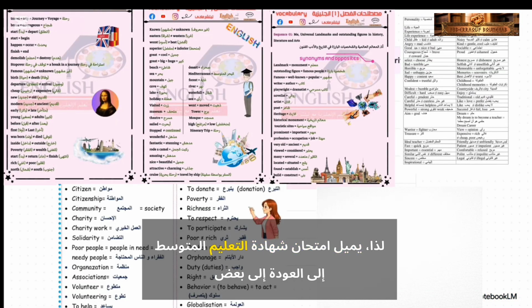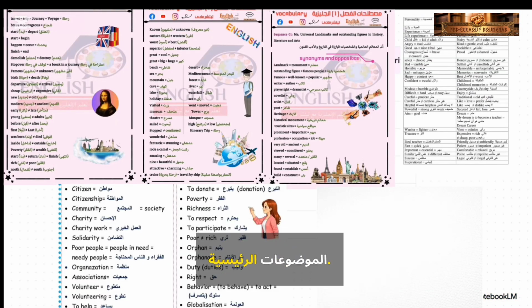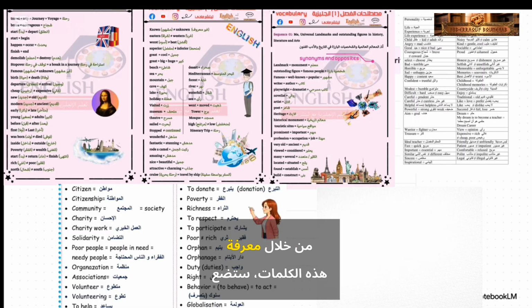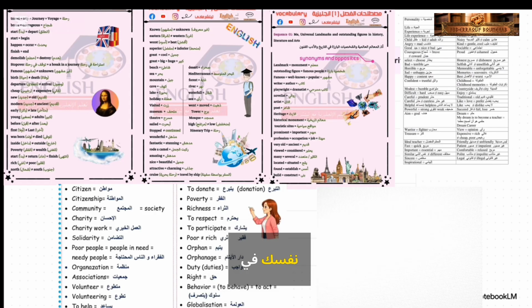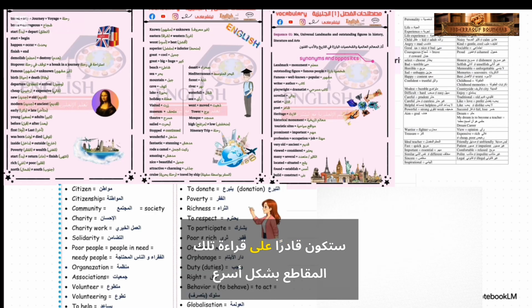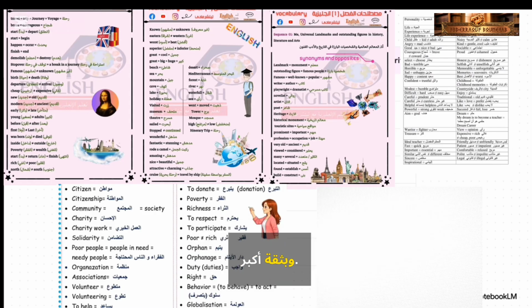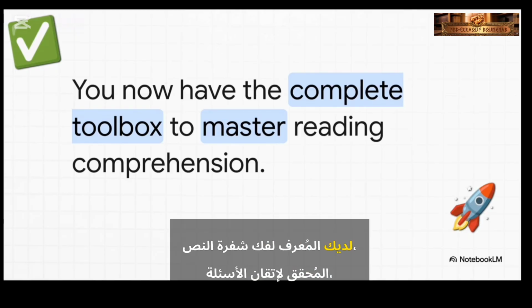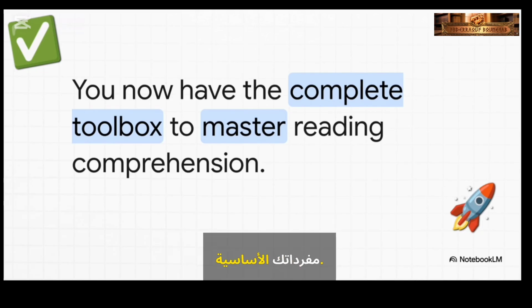So the BEAM exam tends to circle back to a few key themes: history and landmarks, personal stories and memories, and citizenship. By getting comfortable with these words right here, you're putting yourself way ahead of the game. You'll be able to read those passages faster and with way more confidence. There you have it. Your toolbox is complete. It's fully loaded. You've got the identifier to decode the text, the interrogator to master the questions, and now your essential vocabulary list. You are so ready for this.